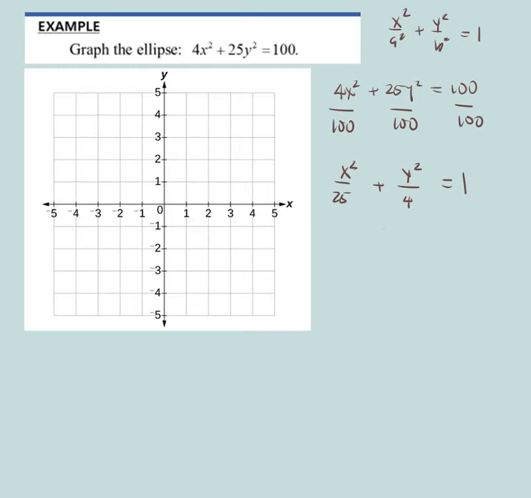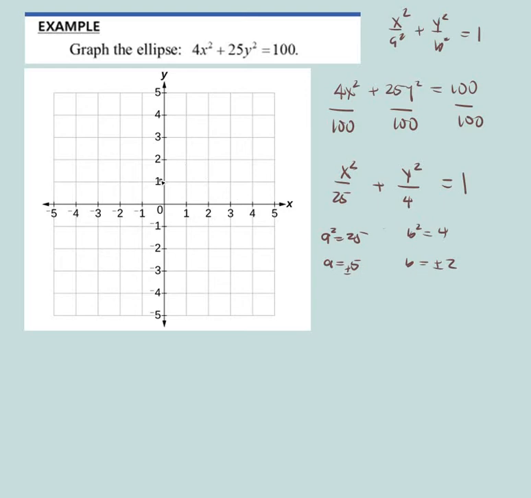Now we see that this ellipse is centered around the origin, but look here, 25 is bigger than 4 and 25 is with x. So a squared is equal to 25. That means a is the square root of 25, which is 5. Well, we can say it's plus or minus 5. And b squared is equal to 4, so b is equal to plus or minus 2.